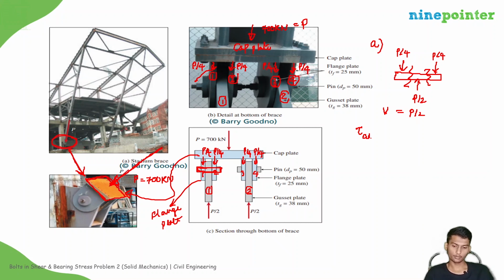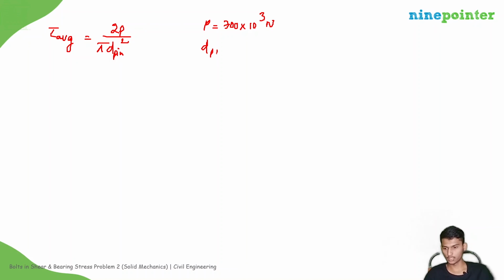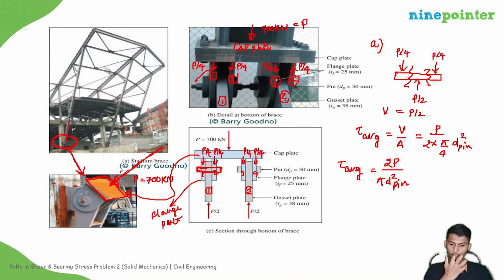So tau average will be V by A, which equals P by 2 divided by pi by 4 D pin square. So tau average equals 2P divided by pi D pin square. What is the value of P? 700 kilonewtons. What is the value of the diameter of the pin, D pin? That equals 50 mm.